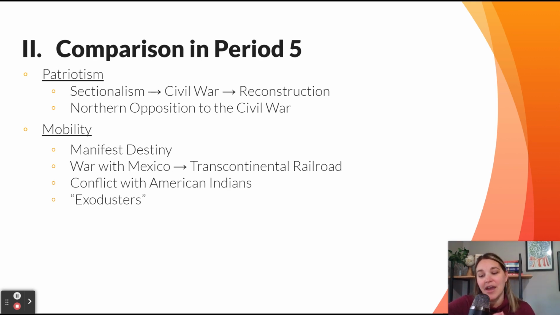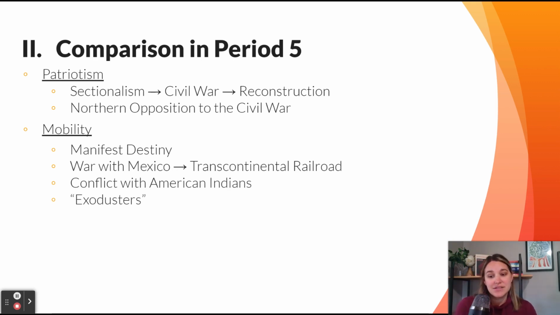And another last value we're going to talk about here is mobility, the ability to move from place to place. You can think about before the Civil War, there's Manifest Destiny, there's War with Mexico. During the Civil War, really, there's the development of the Transcontinental Railroad, which is going to massively increase the migration of Americans to the West. In the whole period, there is going to be conflict with American Indians over that migration.